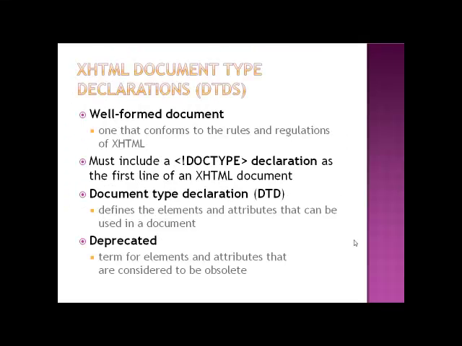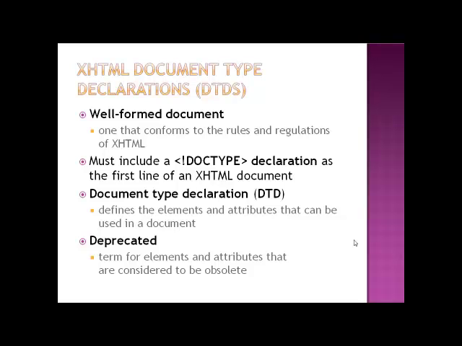Now let's talk about the XHTML document type definitions. We call a document well-formed when it actually conforms to the rules and requirements of XHTML. There are several requirements that a well-formed document must have, and one of them is that it must include a tag called doctype, which is the declaration of the document type of the page. It must also include tags that represent the HTML part of the document, and it must also have the head and the body elements of the document.